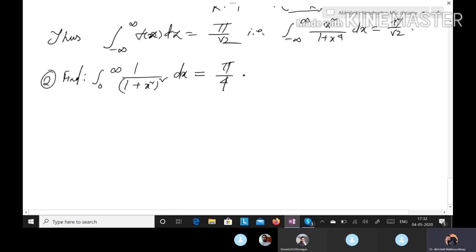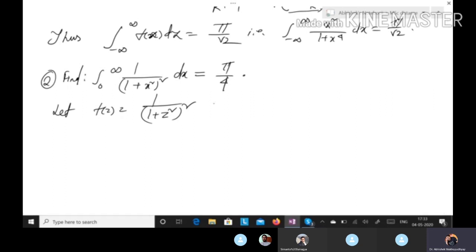So again, let f(z) be 1 by square of 1 plus z square, for all z belongs to C minus the roots of z square plus 1 equal to 0. Okay, roots of this.